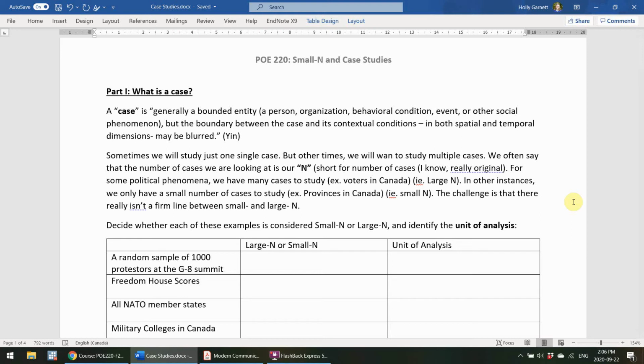So a case, to give a definition, this is from Yin. Generally a bounded entity, so that could be a person, an organization, a condition, an event, a social phenomenon, something like that. But the boundary between the case and its contextual conditions in both spatial and temporal dimensions may be blurred.